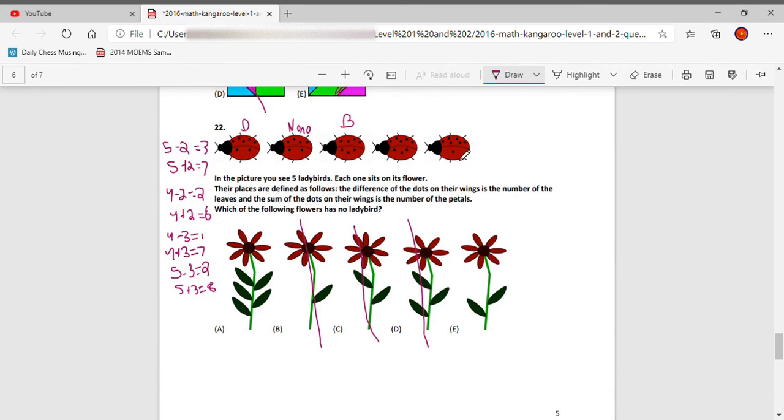Finally, look at this. 6 minus 1 equals 5. 6 plus 1 equals 7. This looks like A. So the answer for number 22 is E.